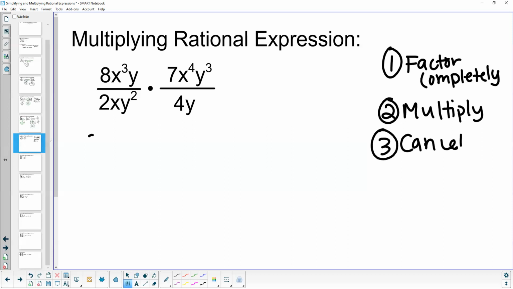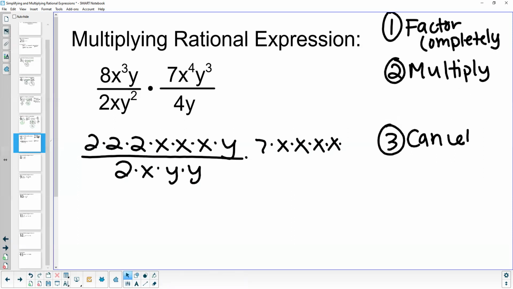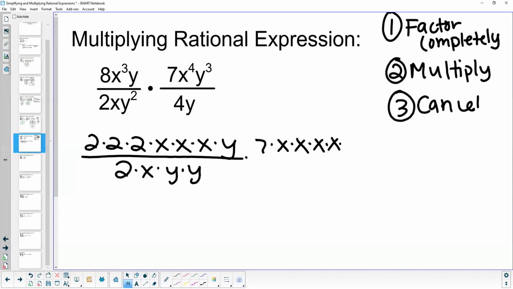I'm going to factor this top one out. I've got 2 times 2 times 2 times x times x times x times y over 2 times x times y, multiplied by 7 times x times x times x times x times y times y times y, all over, not 4, but 2 times 2 times y. Do you see how we've factored it completely? This is step 1.